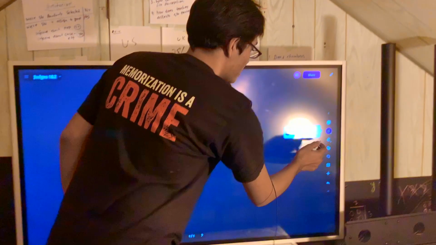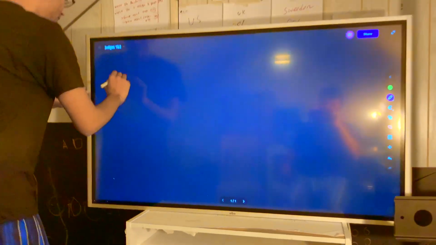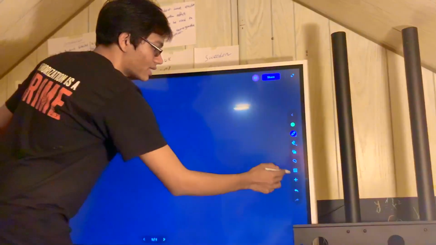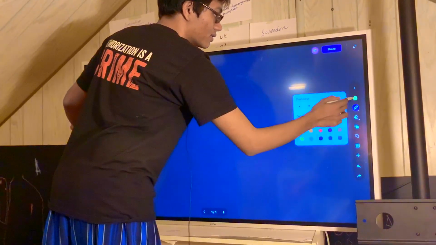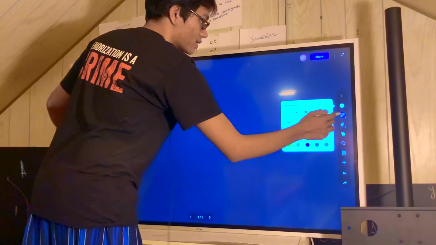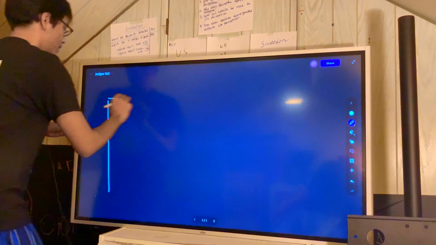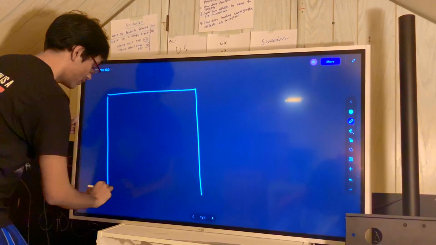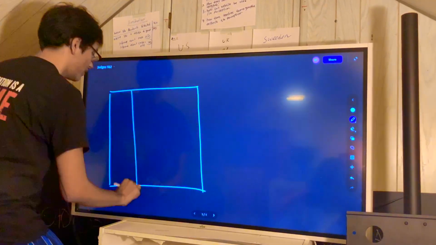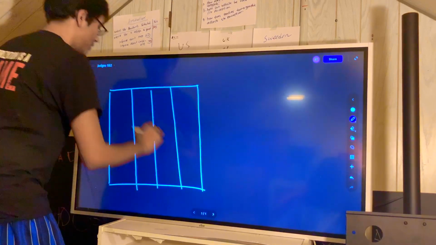So our example is that you have a company that produces computers and you have 15 computers in stock. So let's get a smaller thickness. So you have 15 computers in stock, and we're going to represent those 15 computers by a 5x3 grid.